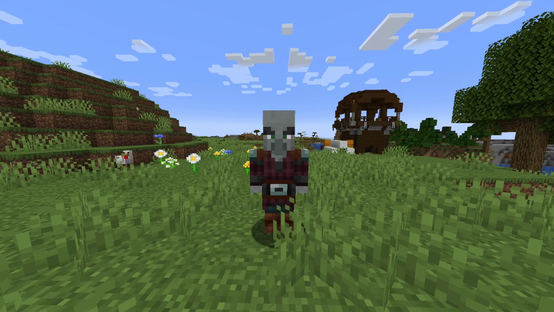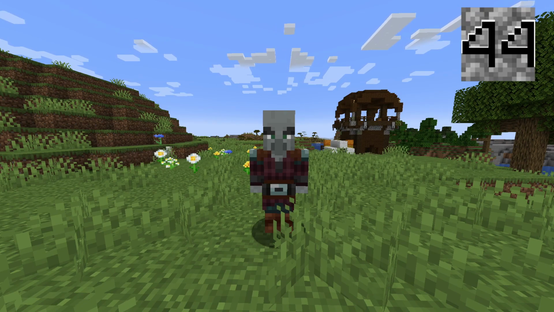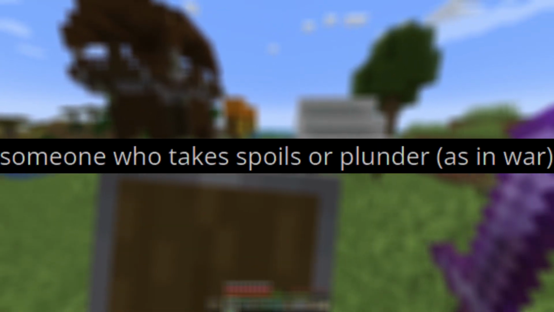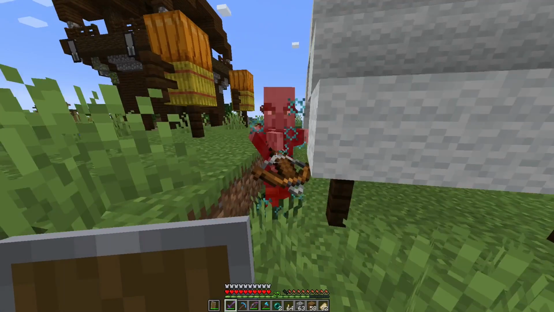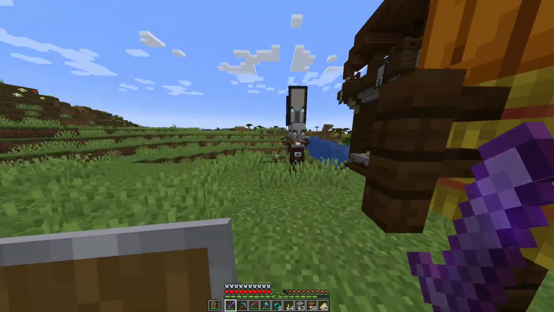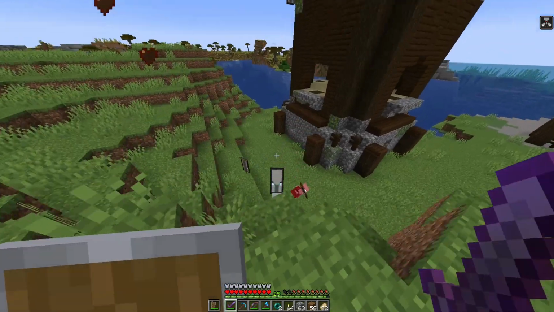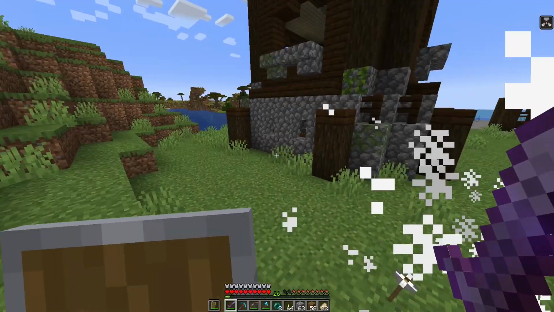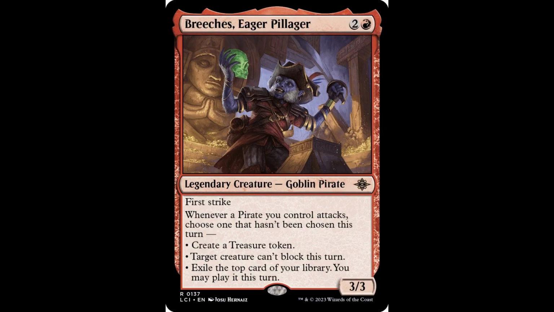Anyways, the Pillager is at number 3 with 44 points. Pillager meaning someone who takes spoils or plunders, as in war. Or in more layman's terms, a funny guy who likes to do funny things. I have no idea why he has so many points, but it sure did take a while for the Magic the Gathering card to get here and show up.